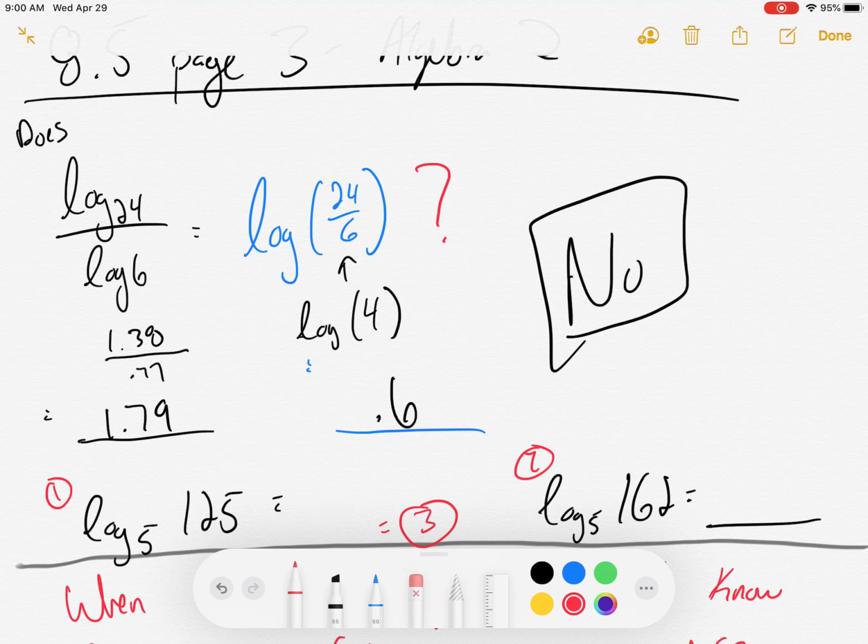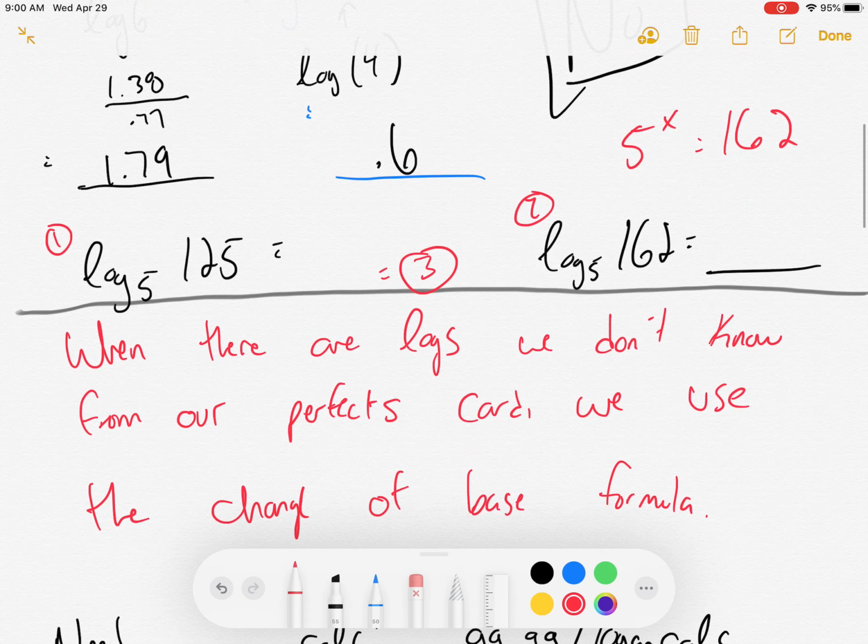Now, number 2, if we rewrote this in exponential form, we get 5 to the x power equals 162. What the heck is that? 162 is not in our perfects card. It's going to be 3 point something, but how are we supposed to figure out what that weird decimal number is going to be? That's what I'm teaching you today.